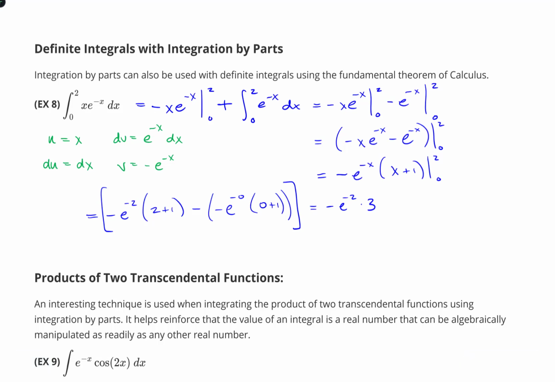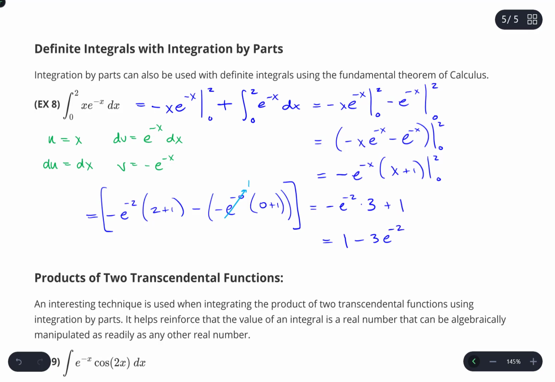E to the 0, be careful there because that's not 0. E to the 0 evaluates to 1, because any number raised to a 0 exponent is 1. And then 0 plus 1 is also 1. So this is actually going to be plus 1 times 1, or 1. All right, so final answer, just cleaning things up, it looks like I have 1 minus 3e to the negative second.